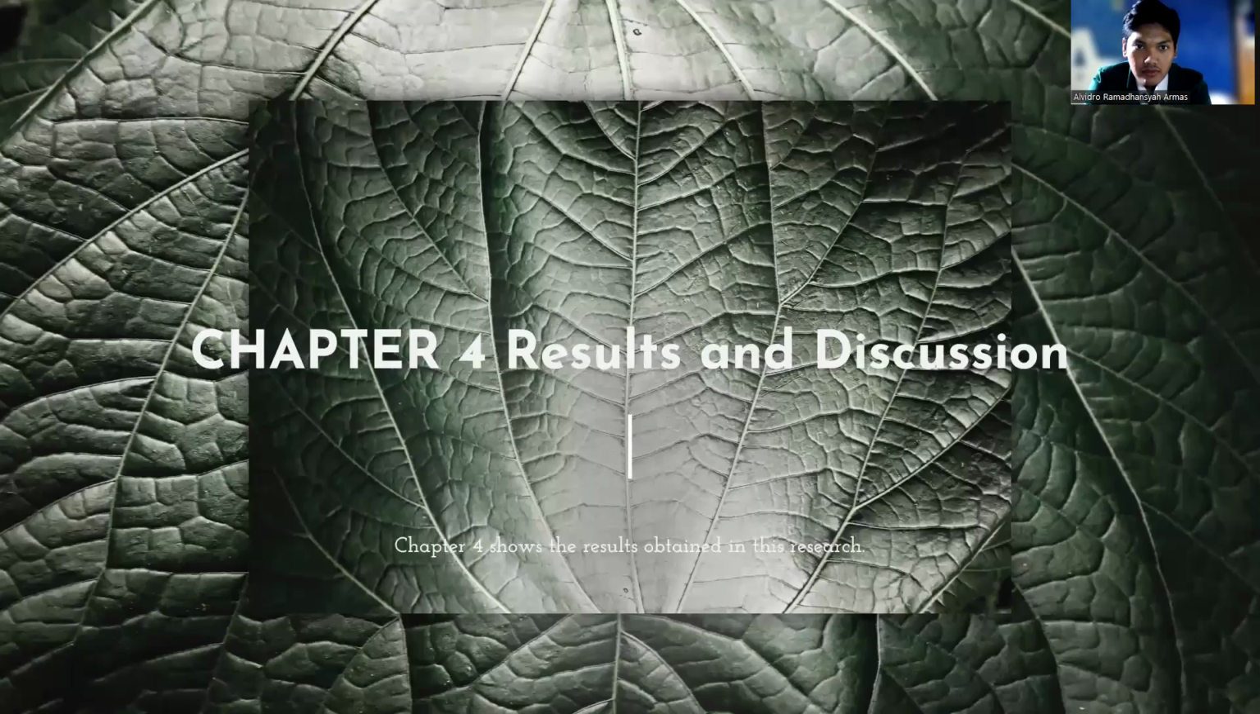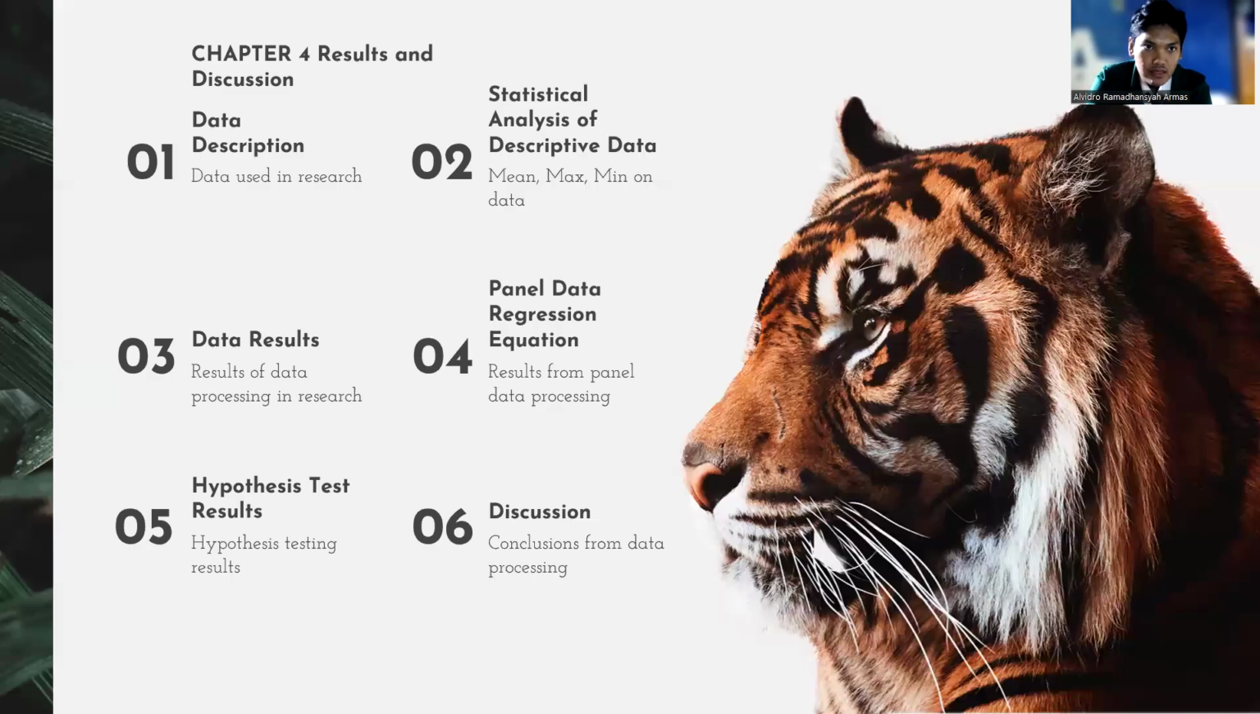So for chapter 4 of my thesis, there are the results and discussions, which has six parts, including the data descriptions. The second one is statistical analysis of descriptive data. The third one is data results, that is the results of data processing in the research. The fourth one is the panel data regression equation. The fifth one is the hypothesis test for the results. And the last one is the discussion.